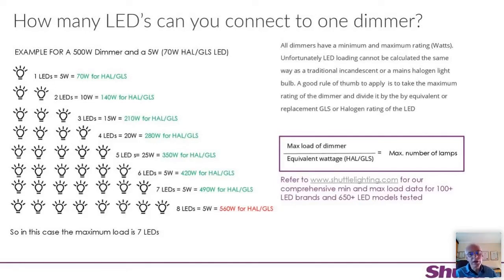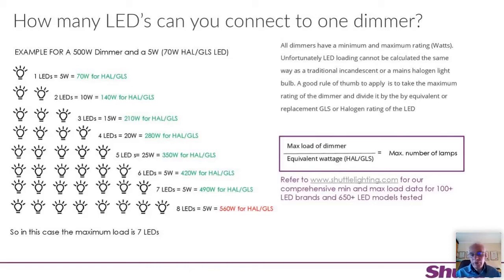Unfortunately, your dimmer manufacturer cannot give you an answer unless he's tested the LEDs in his lab. Some of the dimmer manufacturers would, for instance, supply two ratings, saying that it's a 400 watt dimmer for halogen and a 100 watt dimmer for LEDs. But even that is very limiting, as we'll see in the next example.